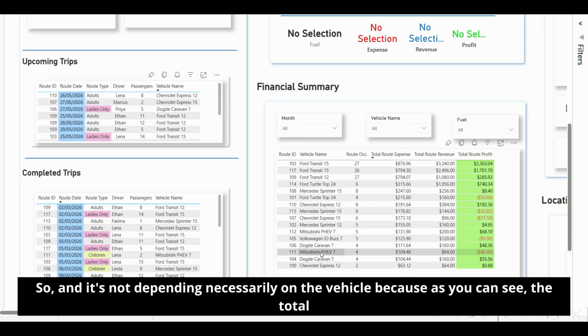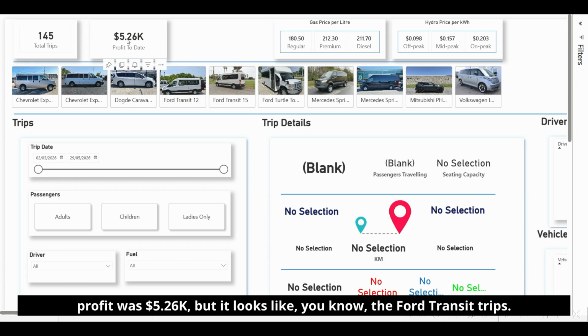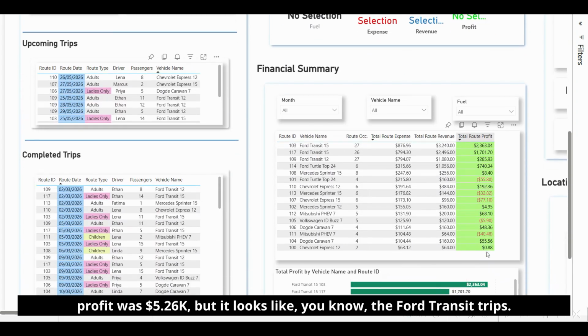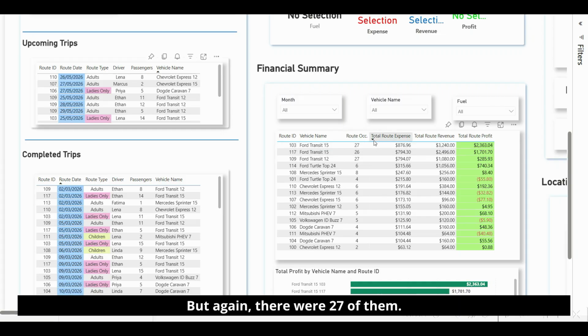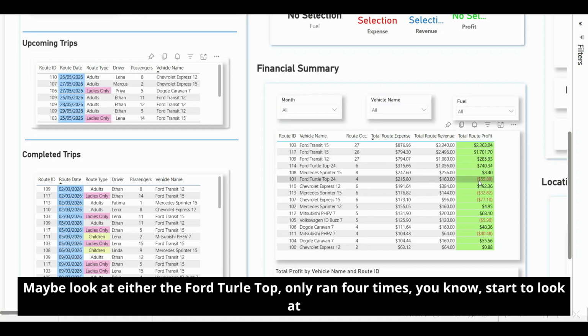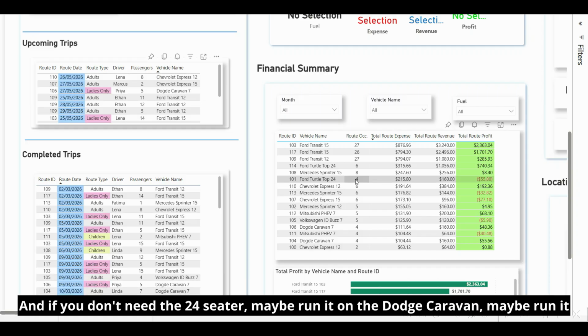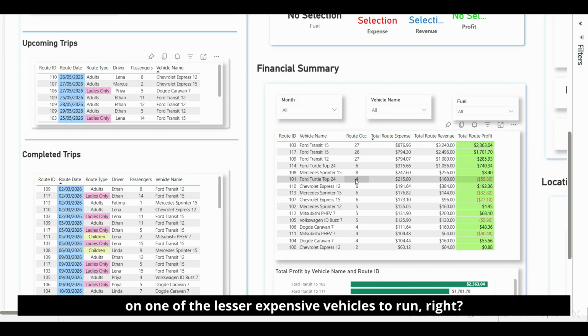It's not necessarily depending on the vehicle, because as you can see, the total profit was 5.26K, but it looks like the 4 transit trips, again, there were 27 of them. So that's a very common route that runs, and the company is not losing money on it. So I would say, keep that trip. Maybe look at, if the Turtle Top only ran 4 times, how many passengers were picked up. And if you don't need the 24-seater, maybe run it on the Dodge Caravan, maybe run it on one of the less expensive vehicles to run, right?